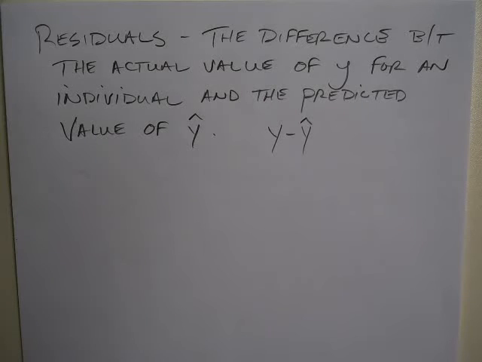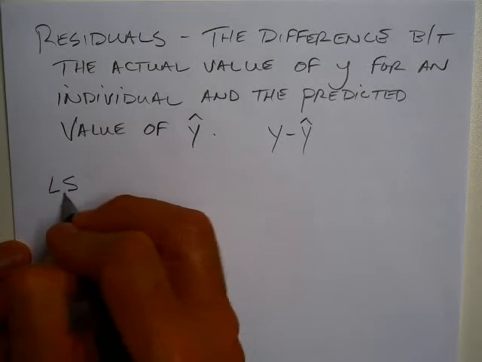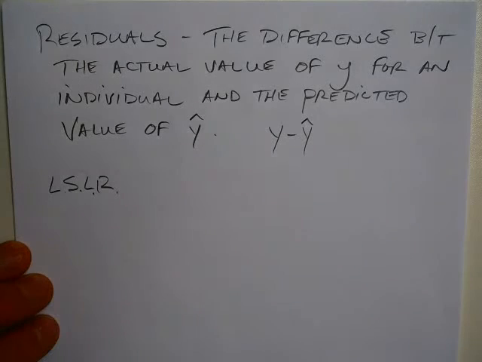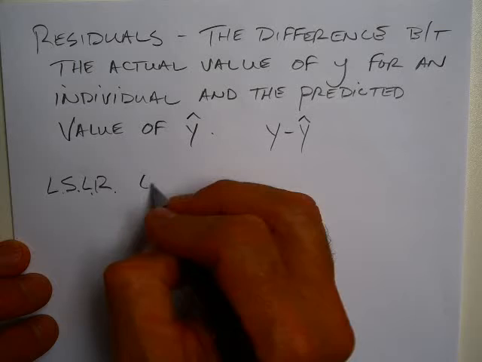If your residual is positive, it means that your data point lies above the line of regression. If your residual is negative, it means it lies below the line of regression. And we need to talk about another way of calling the line of regression something. LS, LR. This stands for least squares line of regression, and it's just something you need to know about.